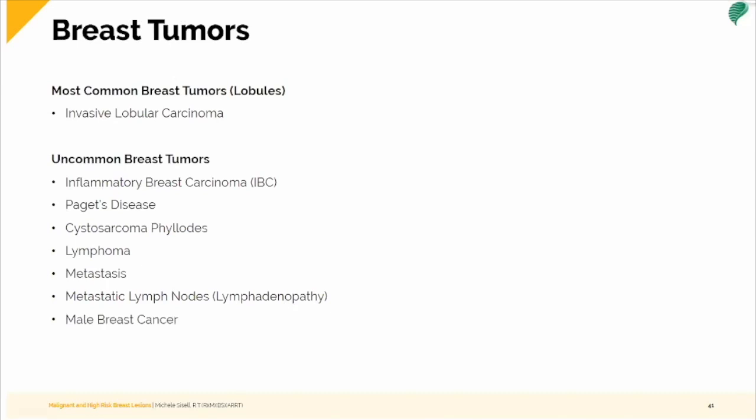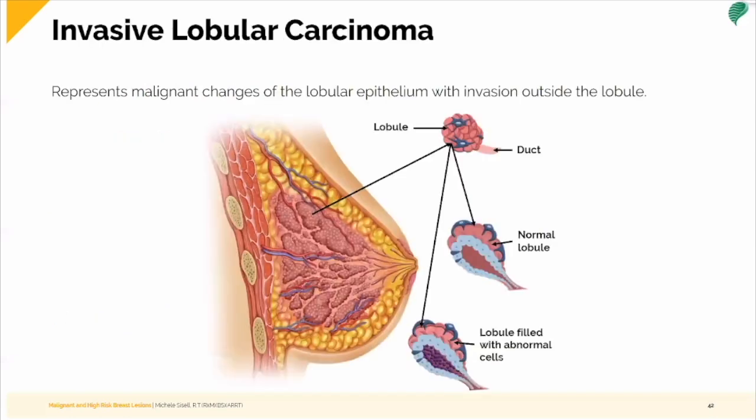Before we discuss the common and uncommon ductal carcinomas, now we're going to talk about the common and uncommon breast tumors that are in the lobes or the lobules of the breast. And that'll be each of these that we'll talk about.